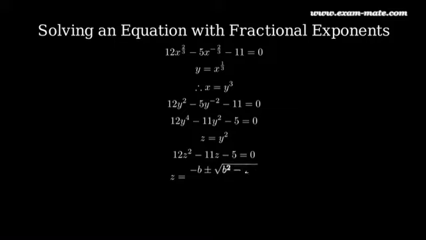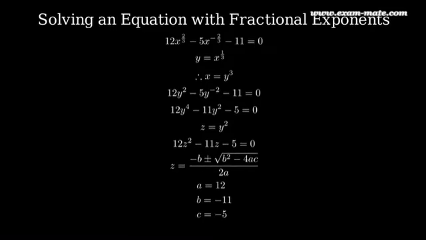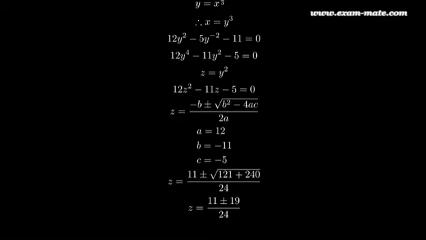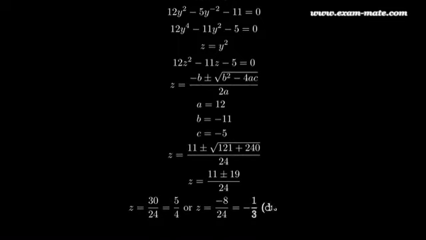The quadratic formula states that z equals negative b plus or minus the square root of b squared minus 4ac, all divided by 2a. Here, a is 12, b is negative 11 and c is negative 5. Let's substitute these values into the quadratic formula. This gives us z equals 11 plus or minus the square root of 121 plus 240 all over 24. Simplifying under the square root, we get z equals 11 plus or minus 19 over 24. This gives us z equals 30 over 24, or negative 8 over 24.